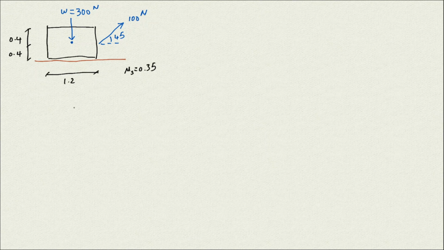Okay, now let's look at the example. Assume we have a box sitting on the ground with a 300 Newton weight and there's a force applied on one end of that. And we have the friction factor equal to 0.35. I want to see if this is in equilibrium or if it actually starts to move.